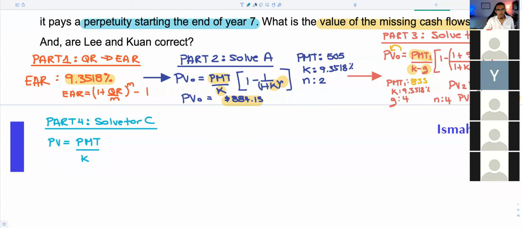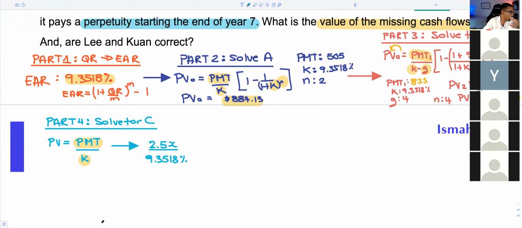In this case, we know what our payment is. Can somebody tell me what our payment is? Yeah, so our payment is equal to 2.5x. So we have that. And what is our K? Yeah, exactly. Our K is 9.3518 percent. All right, so we know that so far. We're pretty okay with that.